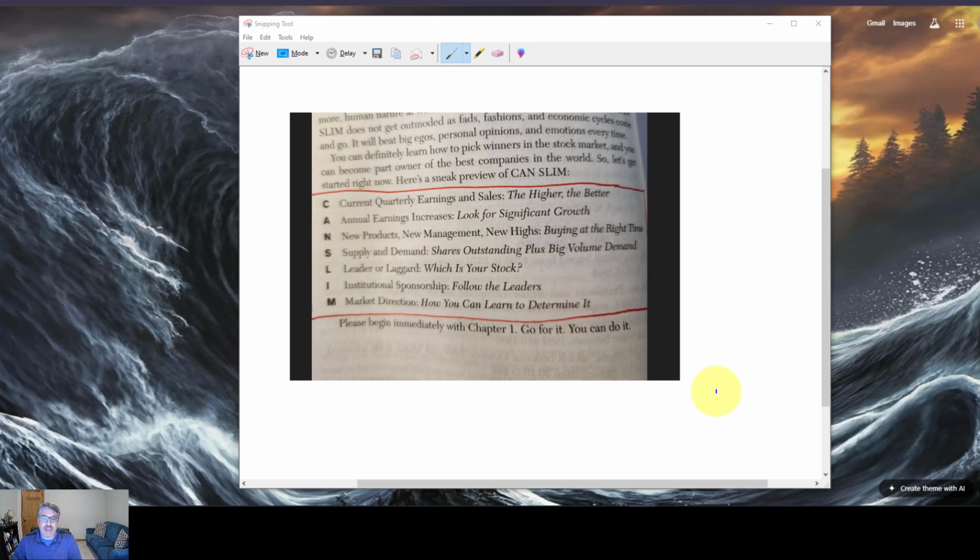CAN. And I think, in my opinion, this is the most important letter. New products, new management, new highs, something new. So what did Supermicro Computer do? The new in Supermicro's case was AI, the artificial intelligence revolution, which created an extreme demand for the electronic hardware, the semiconductors and such, to power the computers to run AI. And that's where Supermicro came in.